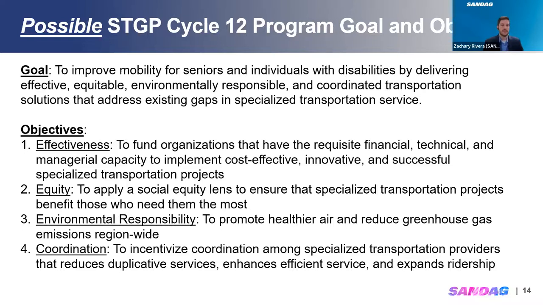And the draft objectives were: 1, effectiveness, to fund organizations that have the requisite financial, technical, and managerial capacity to implement cost-effective, innovative, and successful specialized transportation projects. 2, equity, to apply a social equity lens to ensure that specialized transportation projects benefit those who need them the most. 3, environmental responsibility, to promote healthier air and reduce greenhouse gas emissions region-wide. And then fourth, coordination, to incentivize coordination among specialized transportation providers that reduces duplicative services. Next slide, please.